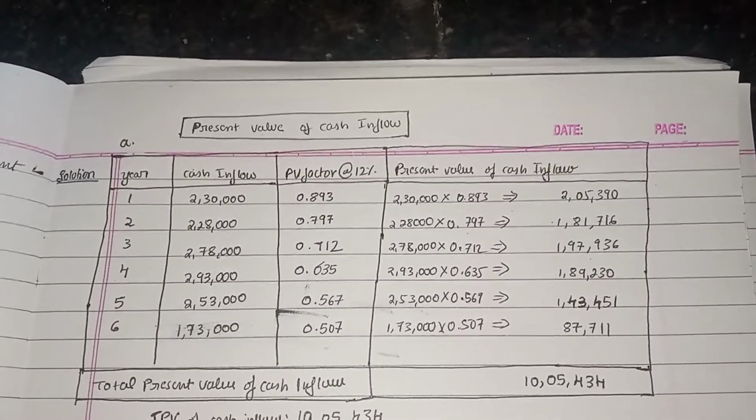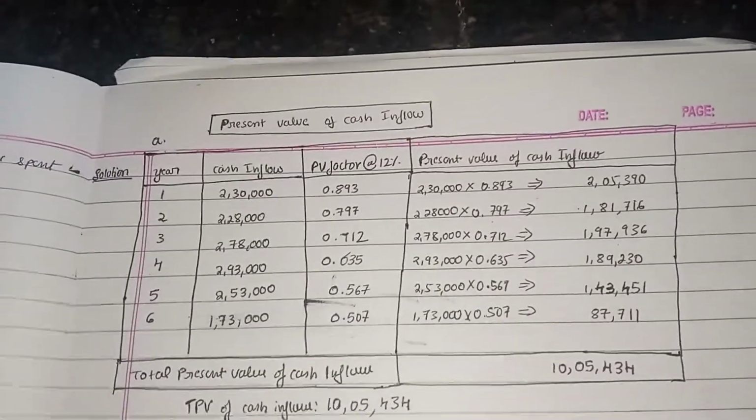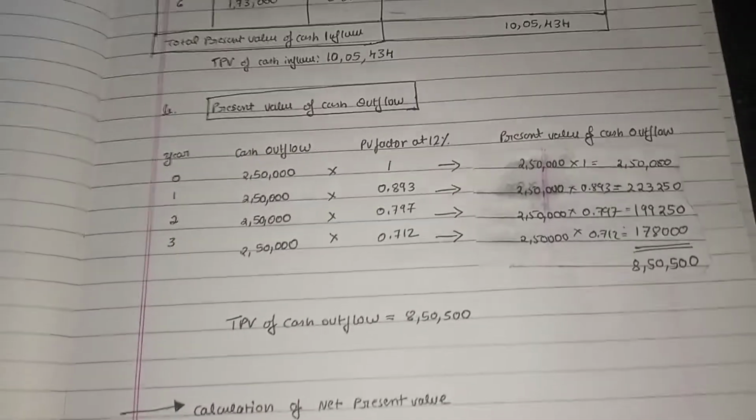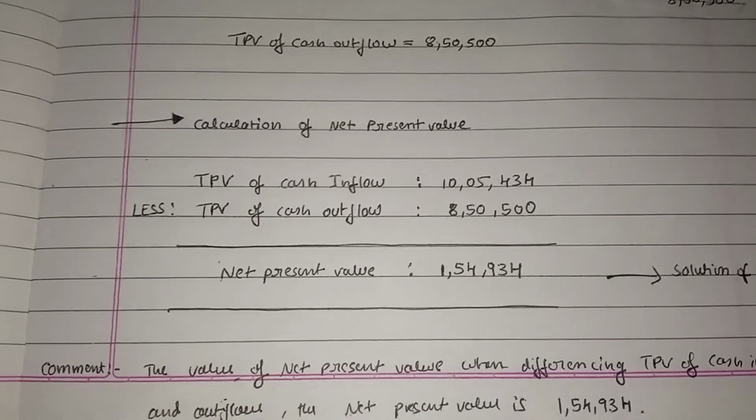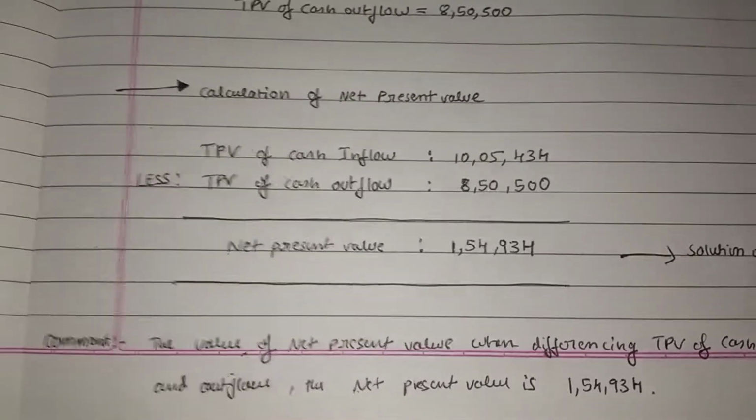That's all, guys. For the solution, you just do the present value of cash inflow, then you find the present value of cash outflow, then you just subtract the TPV of cash outflow from the TPV of cash inflow. That's all this sum is.